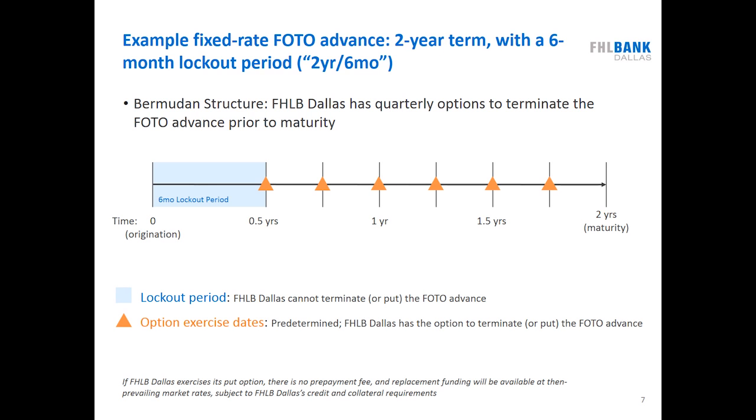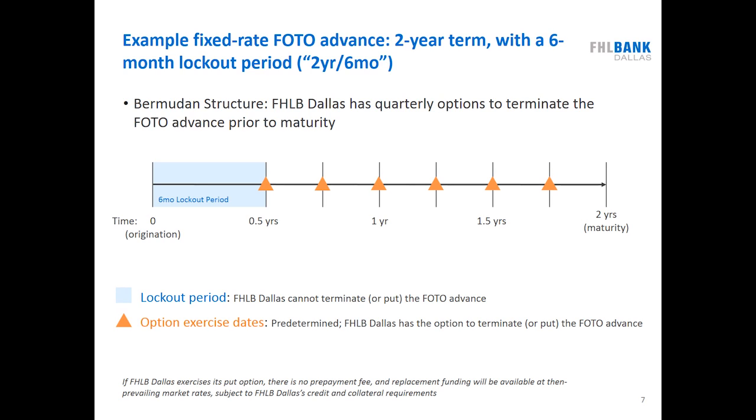Here is an example put advance with a 2-year term and a 6-month lockout period. This advance has a Bermudan structure, meaning that FHLB Dallas has quarterly options to terminate the put advance prior to maturity. The light blue shaded area represents the lockout period, during which FHLB Dallas cannot terminate or put the put advance. After the 6-month lockout period in this example, FHLB Dallas has quarterly options to terminate or put the put advance. These option exercise dates are represented by the orange triangles and are predetermined before the put advance execution.